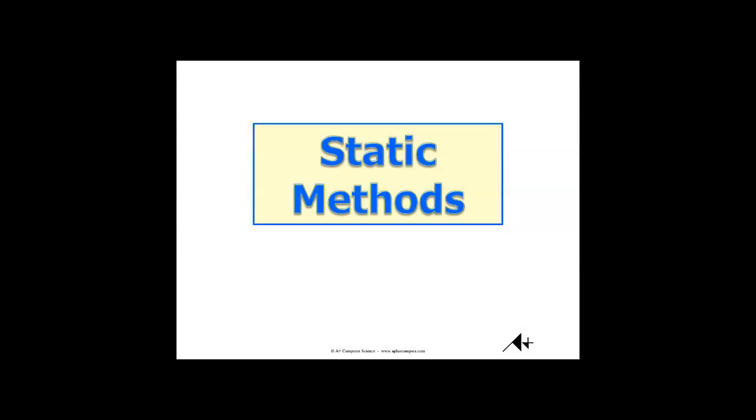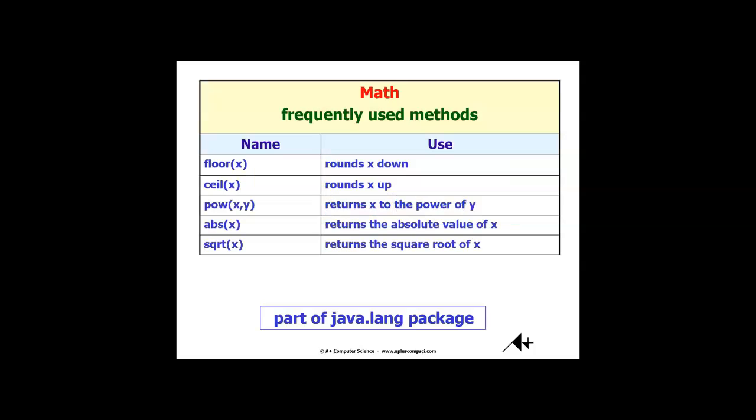Let's look at one more component of methods, and those are static methods. Static methods are methods that are set up in a way that you'll call them directly on the class name without having to instantiate an object. So the first thing we want to do is look at the math methods. The math methods are all static methods where you'll call them directly on the math class, and they perform some kind of mathematical operation for you.